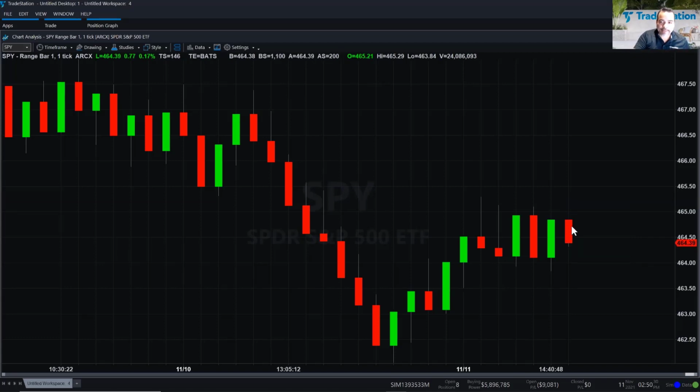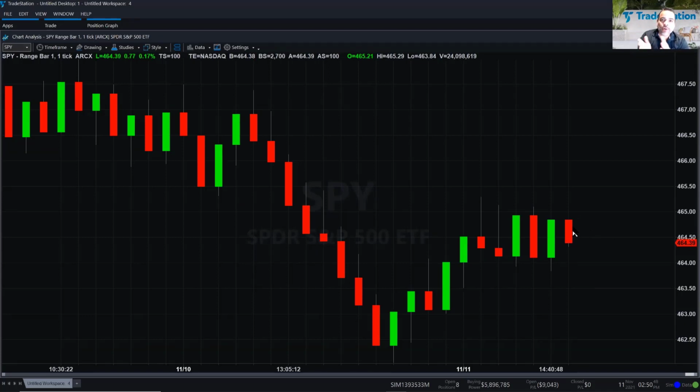So what's going to happen? Well, that bar is going to continue to build. What happens if the price stays at 464.43 for the rest of the day? Well, I won't get a new candle. The candle has to reach that $1 range that we specified.